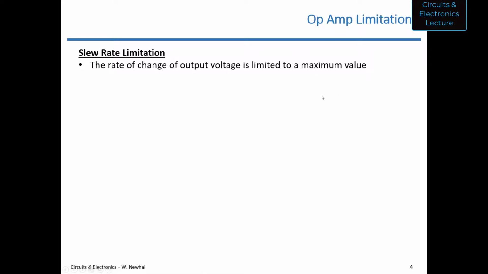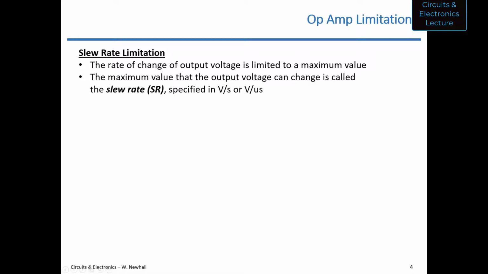That maximum value, oh, let's see here. My computer just locked up on me. There it is. The maximum rate at which the output voltage can change is called the slew rate, specified, as I mentioned, in volts per second, more commonly in volts per microsecond. It's usually that big of a value that you specify it in volts per microsecond.